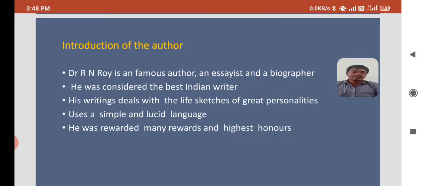The author is R.N. Roy, who is a famous author, essayist and biographer. He was considered the best Indian writer, and his writings deal with the life sketches of great personalities. R.N. Roy uses very simple and lucid language, which is accessible to everybody, and he was rewarded with many awards and the highest honors.